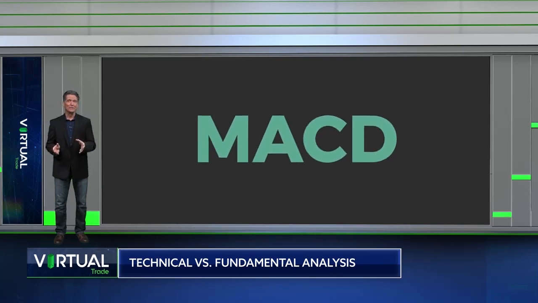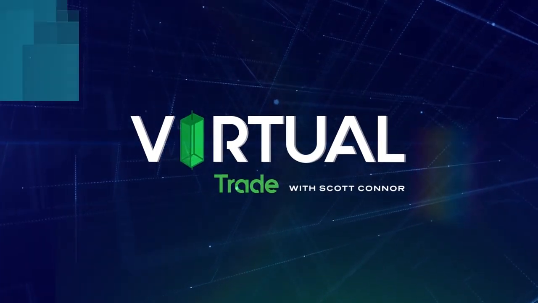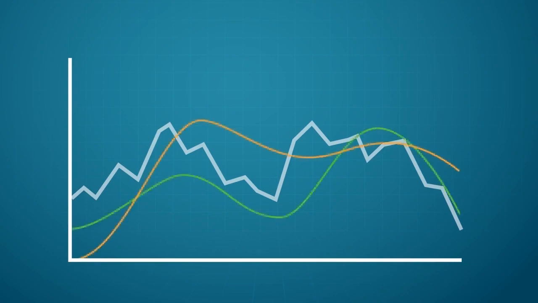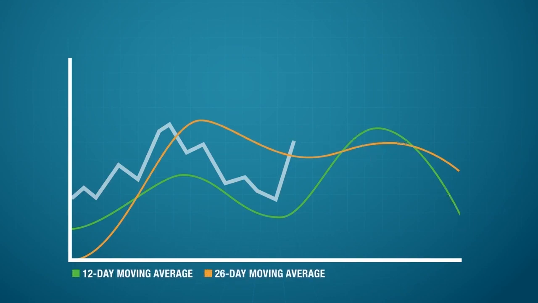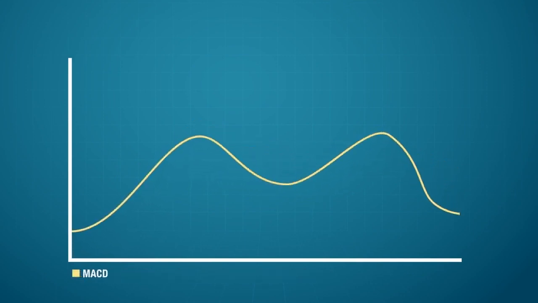Let's dive into the Moving Average Convergence Divergence, otherwise known as the MACD. At its most basic, the MACD indicator tracks the difference between a fast-moving average and a slow-moving average. Investors can adjust the duration of these moving averages, but many commonly use the 12-day as a fast-moving average and the 26-day as a slow-moving average. In other words, the MACD subtracts the 26-day moving average from the 12-day moving average.